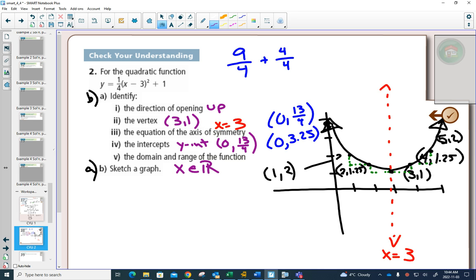The range, here I'll put D for domain, R for range. The range is always based on your vertex. Can you see the smallest y value is 1? So we can either write that y has to be bigger than or equal to 1, we can write it that way, or some people like to use the interval notation, saying that it starts at 1 and goes up forever, so it goes from 1 to infinity.